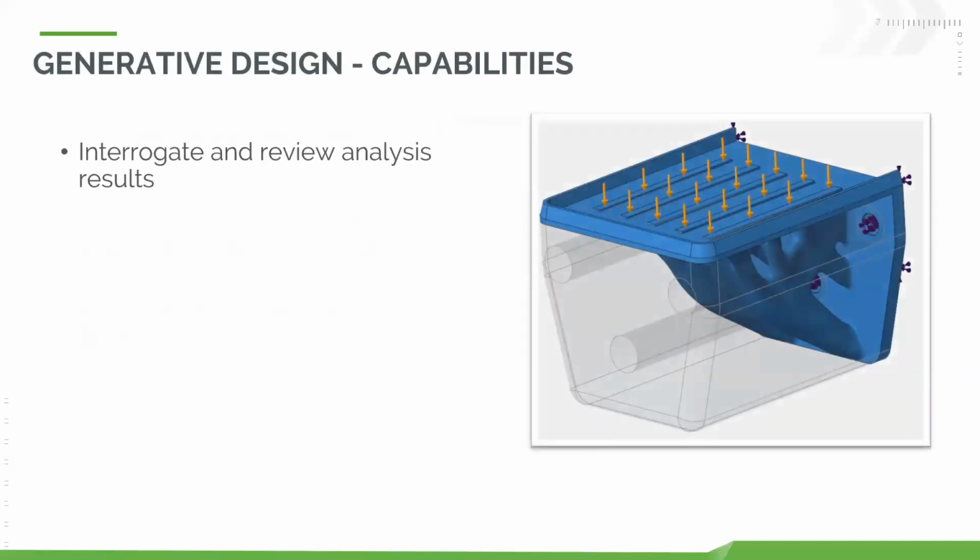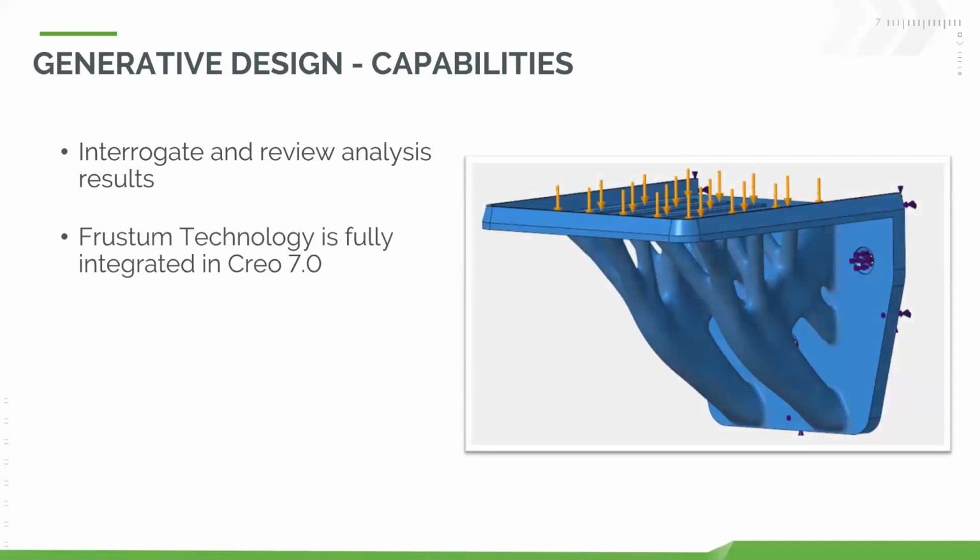Now, once that design is generated, you're able to go in and interrogate it. You can do some simulation on it. You can analyze stress values. You can look at deformation and see how it's going to bend and flex, and actually get a full understanding of the quality of the model that Creo generated for you. And the reason that we're able to do all this is because of our integration with Frustum technology.